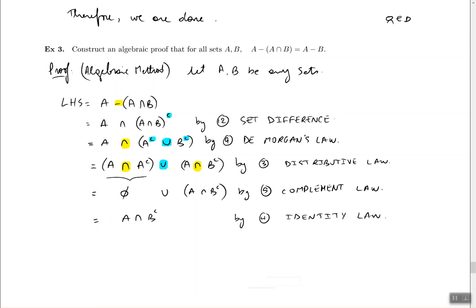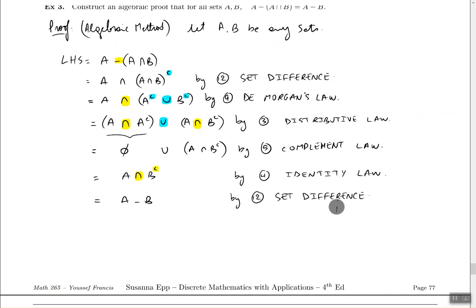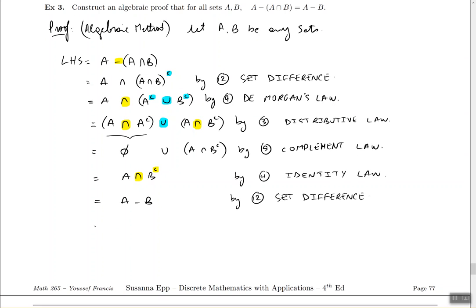Now finally, since I have an intersection with a complement, I can rewrite that last bit as A minus B. And again, this is true by set difference. But this is exactly what we want to show, because that's the right-hand side of the equation. So this is equal to the right-hand side. Therefore, what we set out to do is now true, and we are basically finished.